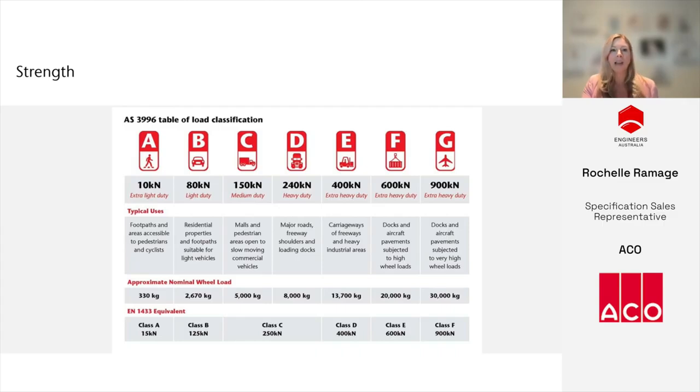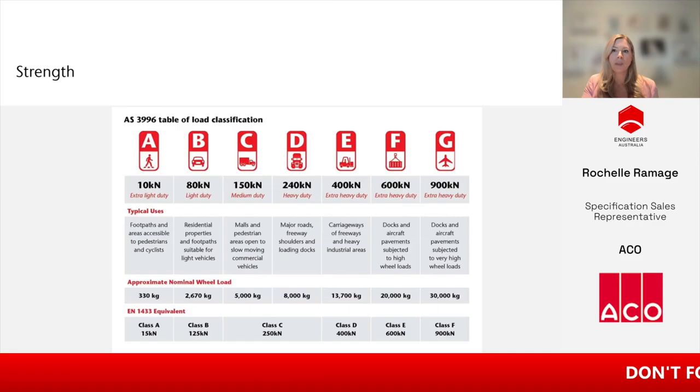Public urban spaces and the space outside of buildings tend to fall into the load class C and D if they're accessible to vehicles, or class A or B if vehicles are restricted or prohibited. In most cases in commercial applications, there's always going to be the need for service or emergency vehicles.